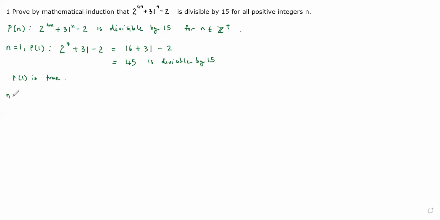When n is k, for any positive integer k, we assume that the proposition is true. So if P of k is true, then when n is k, we have 2 to the 4k plus 31 to the k minus 2. This is divisible by 15 for some positive integer k.